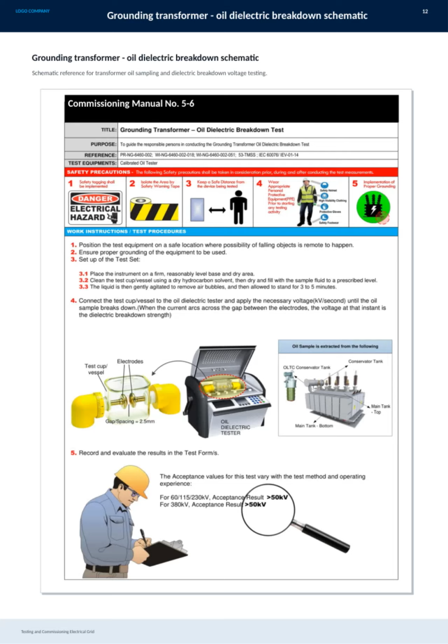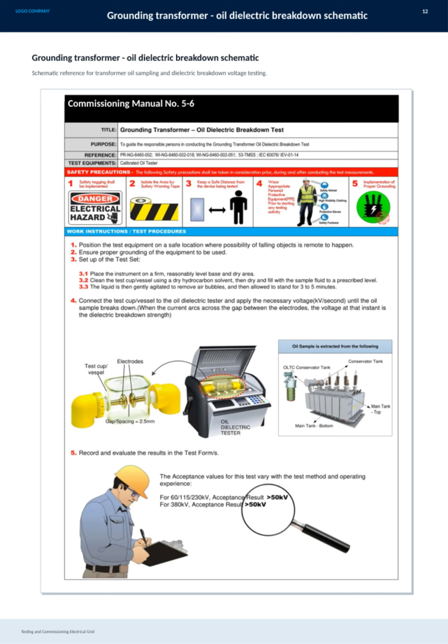Here we have a schematic related to the grounding transformer, specifically focusing on the oil dielectric breakdown test. This test is crucial because it helps us assess the insulating properties of the transformer oil, ensuring the transformer operates safely and reliably. Regular sampling and dielectric breakdown voltage testing allow us to detect any deterioration or contamination in the oil before it leads to serious issues.